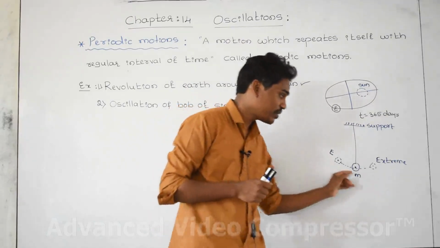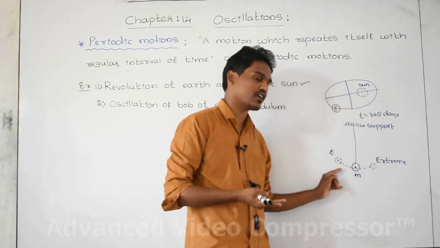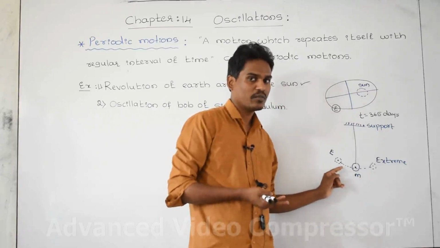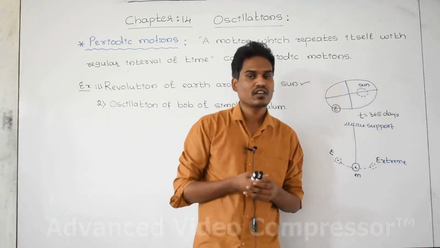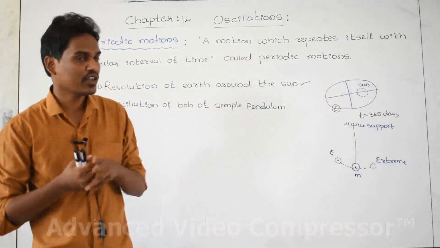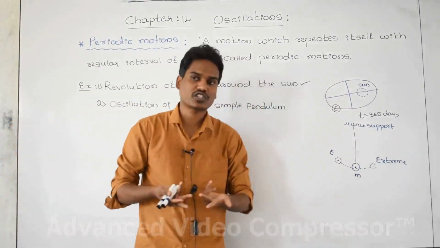How much time does it take to complete one cycle? 2 seconds. To complete the second cycle, again 2 seconds. To complete the third cycle, again 2 seconds. For each and every swing, how much time is taken by the body? That is 2 seconds. Then the time per each and every cycle is constant or the same.